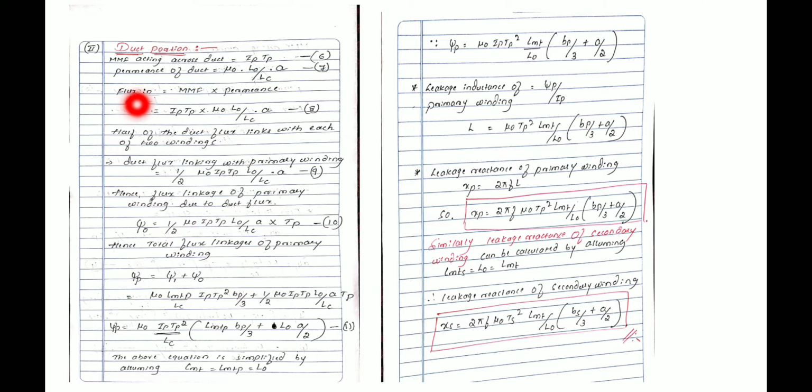Then what is flux? It will be the product of mmf and the permeance. So mmf will be IpTp and the permeance is mu naught L naught divided by LC into A. Call this equation 8.